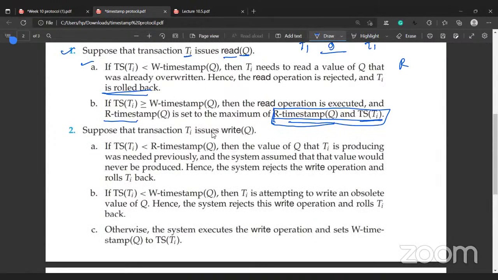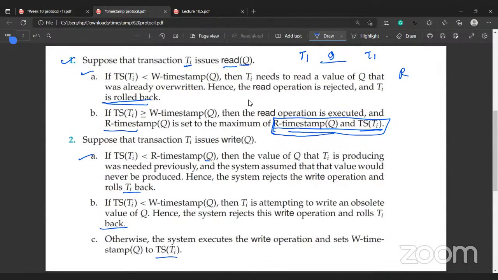Then suppose transaction Ti issued a write operation on Q. So we will see two conditions. If the timestamp of Ti is less than the read timestamp of Q, then Ti will be rolled back. If the timestamp of Ti is less than the write timestamp of Q, then Ti will also be rolled back. Otherwise, the system executes the write operation and sets the write timestamp of Q to Ti, right?